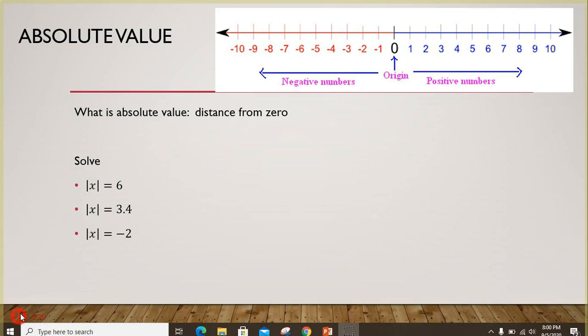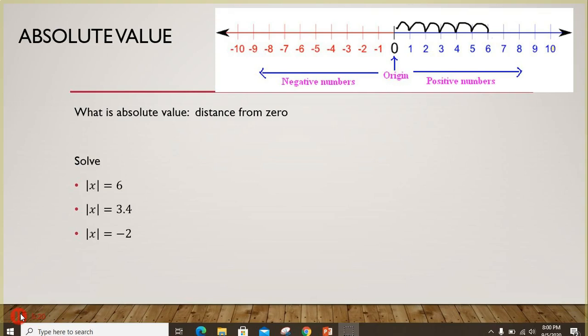So now let's talk about absolute value. What is absolute value? Absolute value is the distance from zero. So when we look at the number +6, +6 is how far from zero. How many jumps do I have to make to get from +6 back to zero? Well, if we look at our number line, 2, 3, 4, 5, 6, the answer is 6. +6 is 6 hops away from zero.